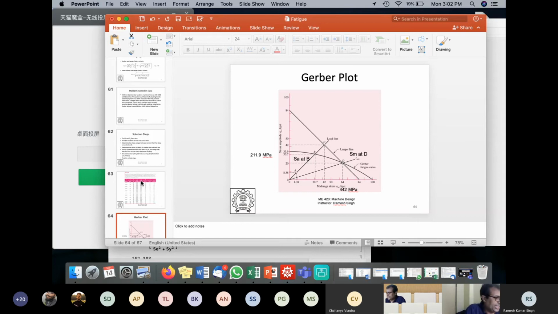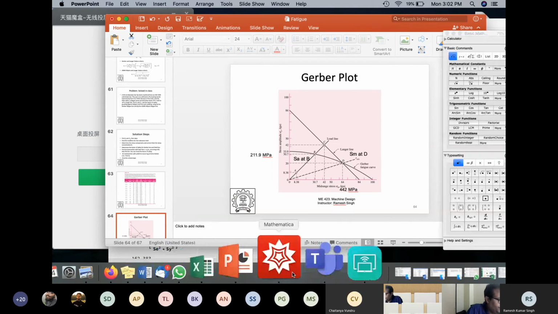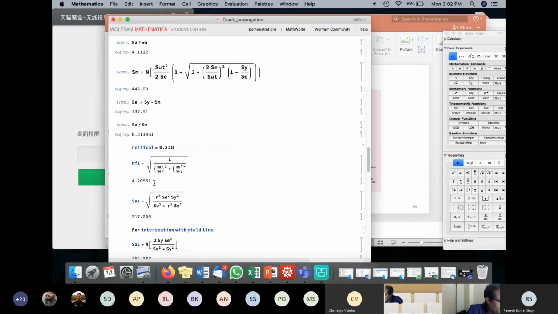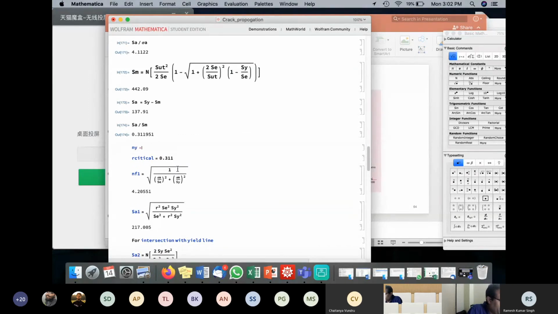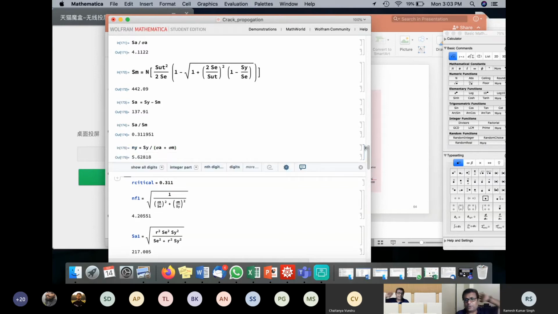Let me just go ahead and type it out here. So this I have SA by Sm. My factor of safety N yield would be very simple. It will just be Sy divided by sigma A plus sigma m. That's it. So this is my factor of safety for yielding, 5.62, because my yielding will happen.